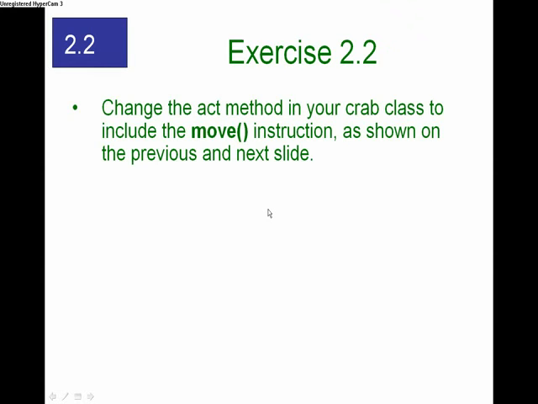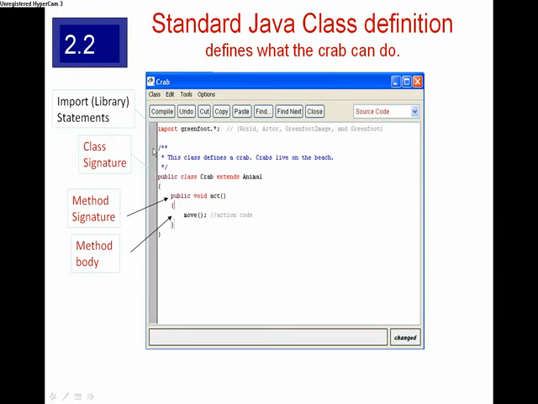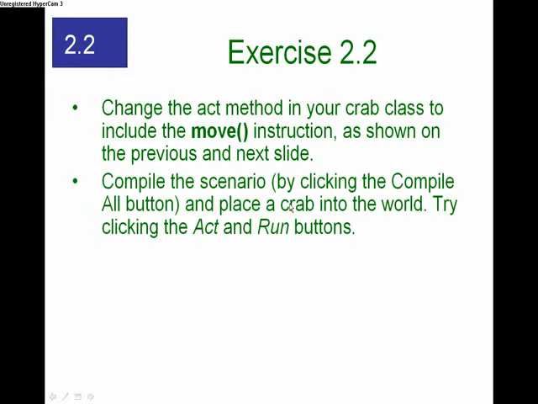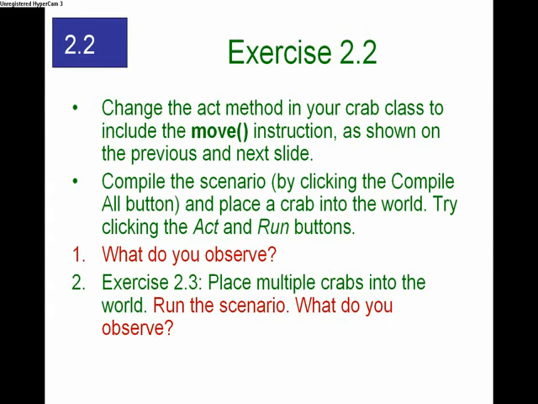Alright, making the crab move. We're going to do exercise 2.2 from the book. Change the act method in your crab class to include the move instruction as shown on the previous slide. So you're going to add that in there. Compile the scenario by clicking the compile all button and place the crab into the world. Try clicking on the act and run buttons and see what it does. What do you observe? And place multiple crabs into the world, run the scenario, and what do you observe?